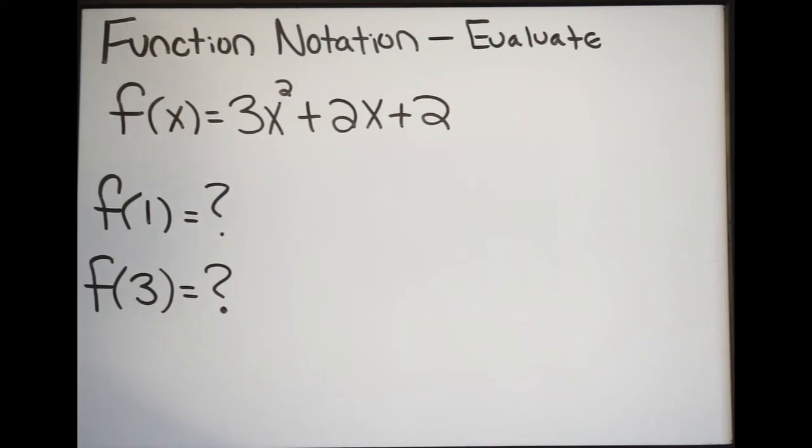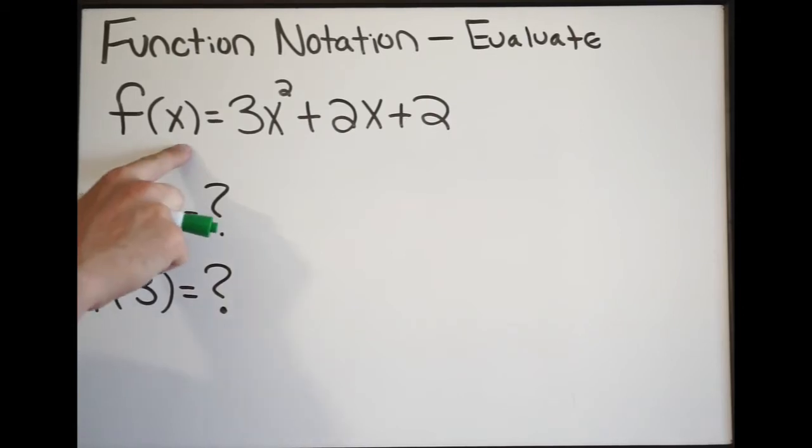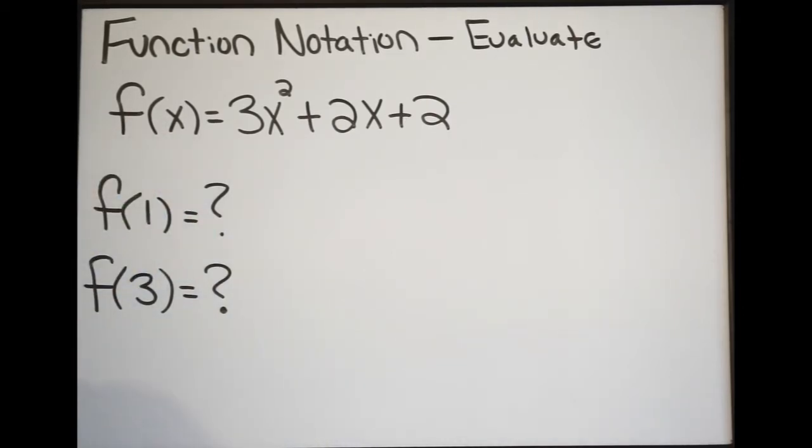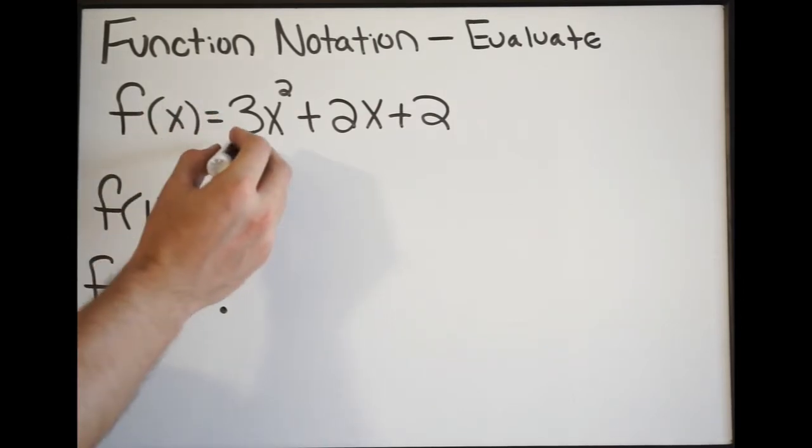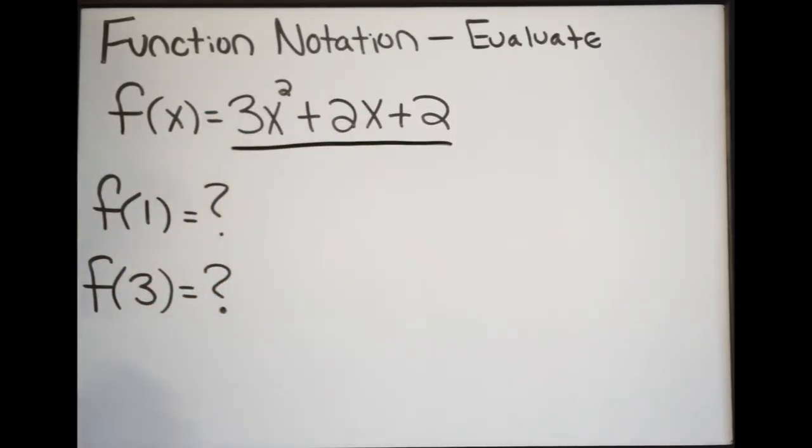Okay, so in this example, we're going to be talking about function notation and evaluating functions that are in function notation. Function notation is simply when we write it as f of x. Just know that this f can change. It could be g of x, a of x, b of x, any letter. But typically we write it as f of x. And what it tells us is that this polynomial is in fact a function.